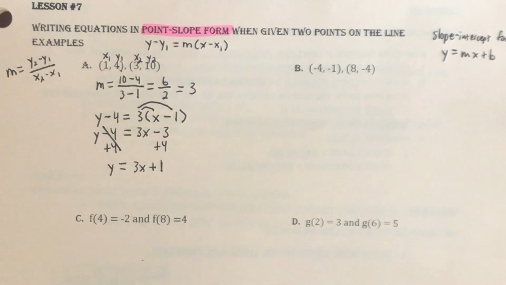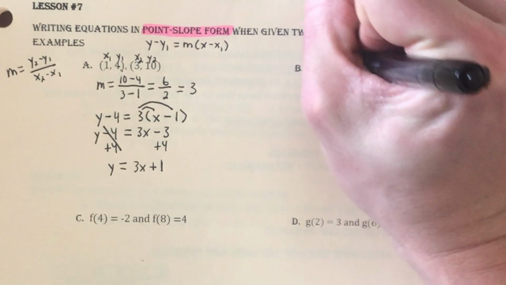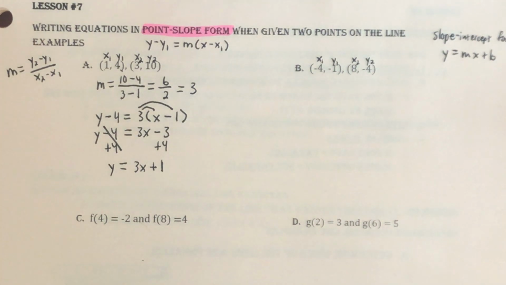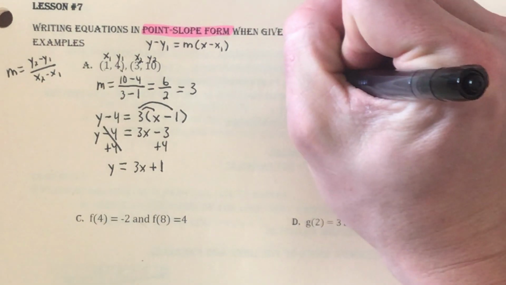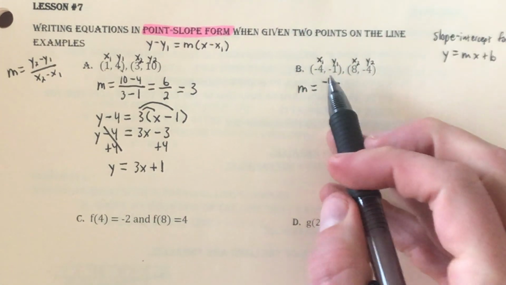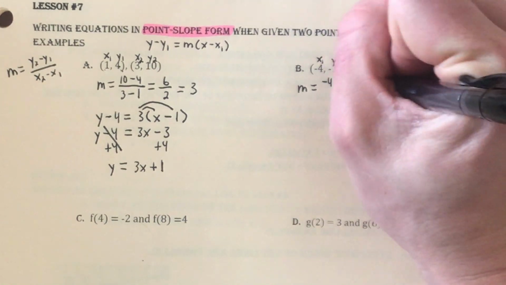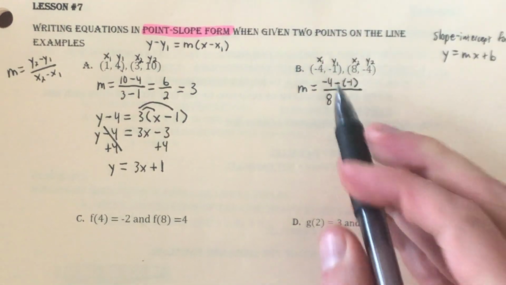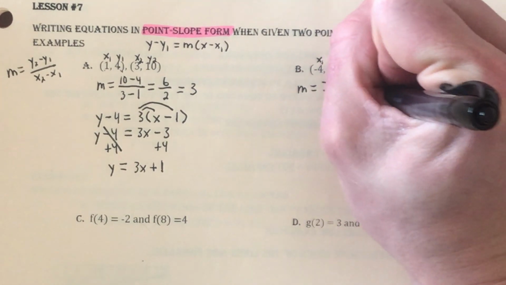All right, well, first thing I'm going to do, I've got two ordered pairs here, -4, -1, and 8, -4. I'm going to label them. So this is my x1, y1. This is my x2, y2. And then I'm going to plug them into slope formula, m equals y2 minus y1 over x2 minus x1. So m equals y2 is -4 minus y1 is -1 over x2, which is 8, minus x1, which is -4.